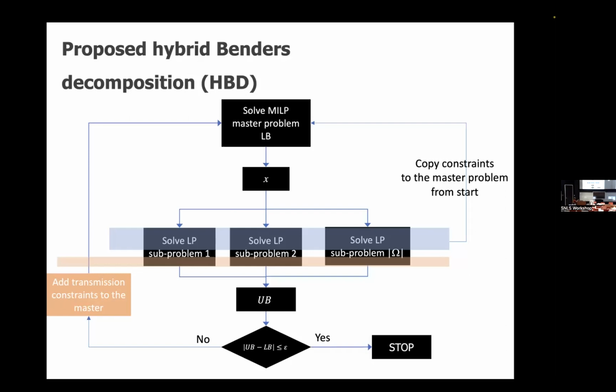We solve the master, get X, solve the subproblems with all the constraints, and check convergence. And what we are going to do is check in these subproblems which constraints for the transmission network are binding. The ones that are binding from the transmission network, we send them to the master problem. And with that, we cut the previous solution instead of sending the optimality and feasibility cuts.